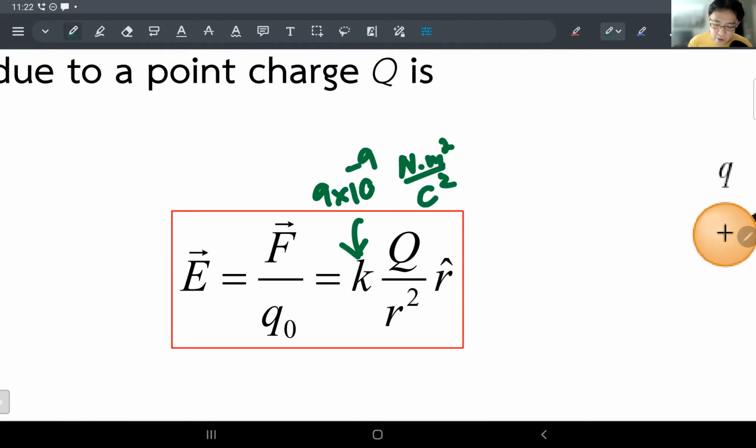Now you have the charge, because the bigger the charge, the bigger the field. So the charge shows up in the top, and it's inversely proportional to the distance squared. So that's it: E equals kQ over r squared.